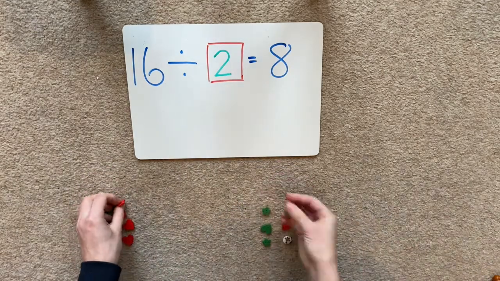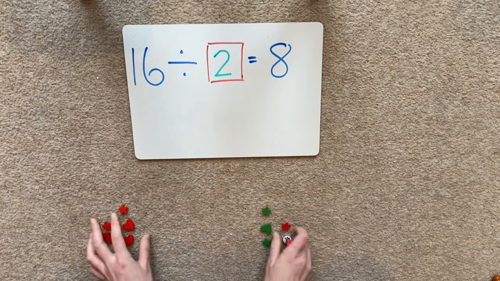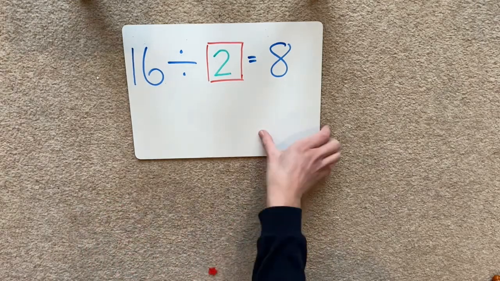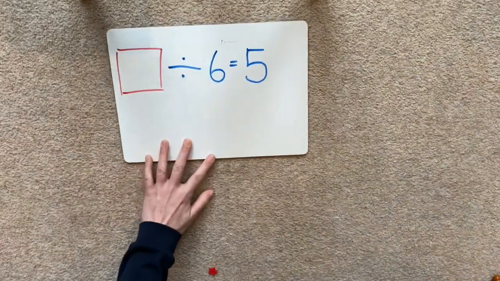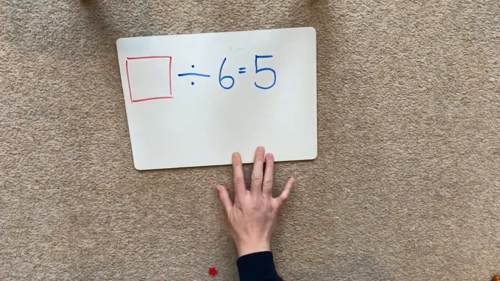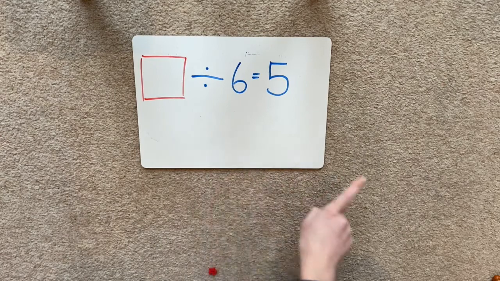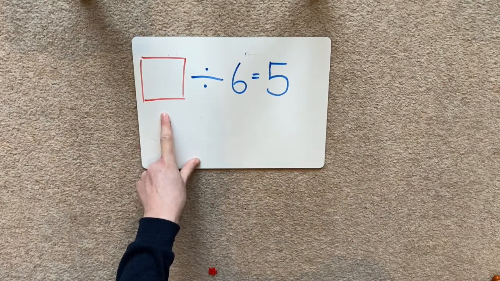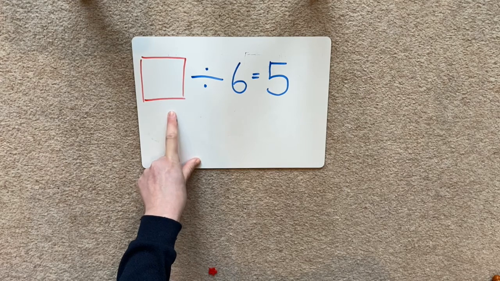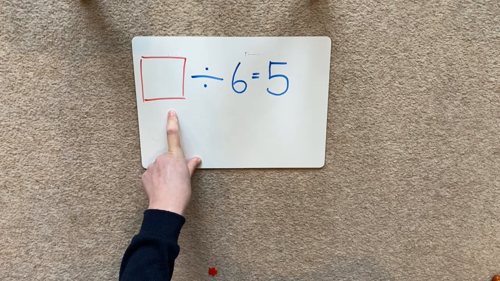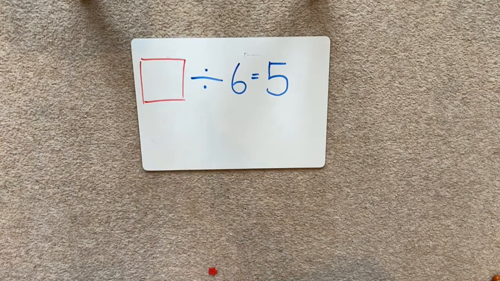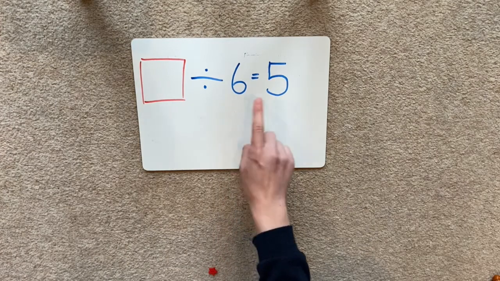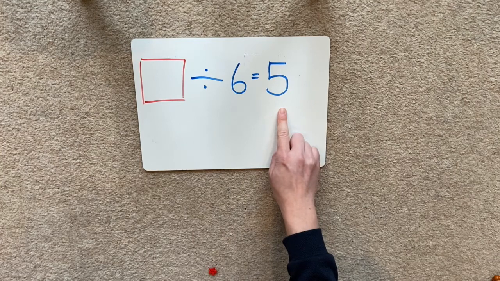We're going to do one more example that is a bit different. What do you notice is different about this question? We don't know how many objects we've started with. We've got no idea. Our altogether number is the unknown. But we do know that it's shared between 6 groups, and we do know that there's 5 in each group.